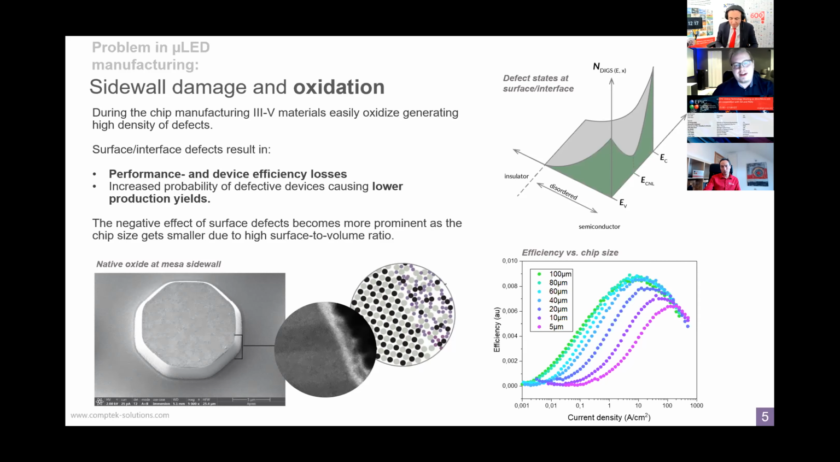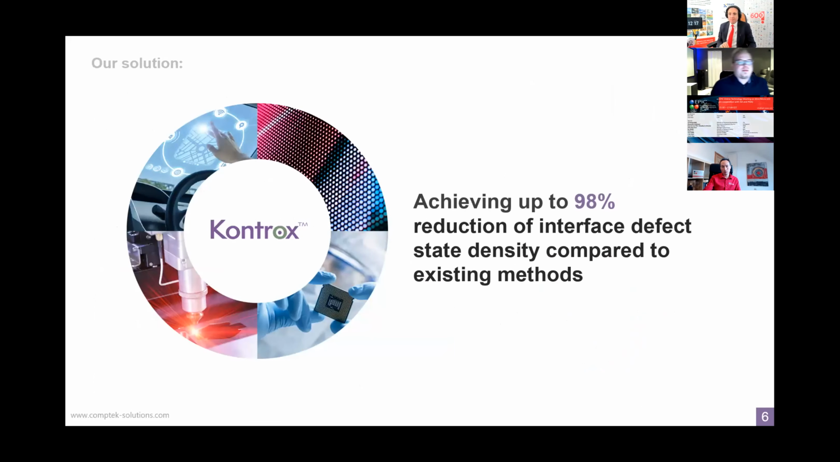And here at Comptek, we have a solution for that, which we call Controx. By this Controx process, which I'm going to talk about on the next slide, we can achieve up to 98% reduction in the defect state densities compared to existing methods in 3-5 materials.